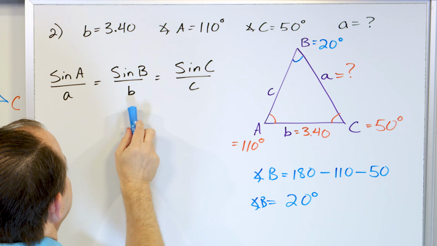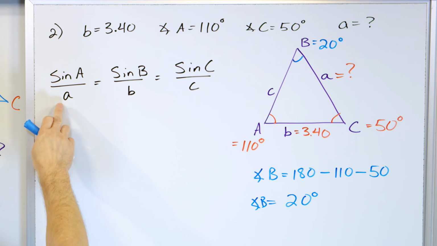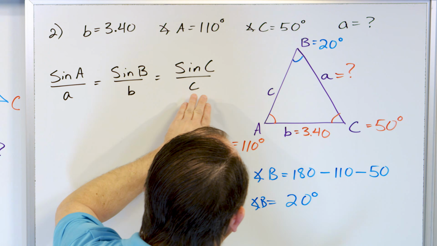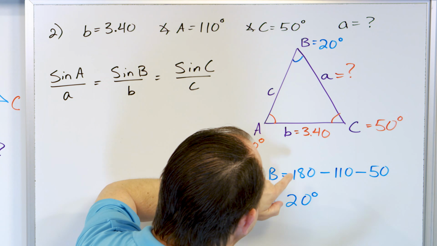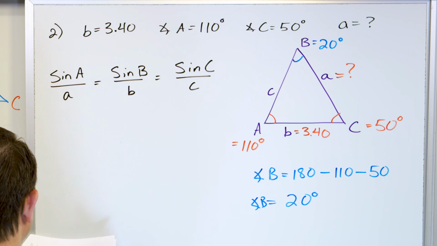Now we have two pieces of information. We have this, and we also have this. And so we'll be able to figure out what side A is. Now we were given angle C. We don't use it in the law of sines, but we did have to use it to find angle B. We used it in step number 1. So let's go ahead and plug in what we now know.